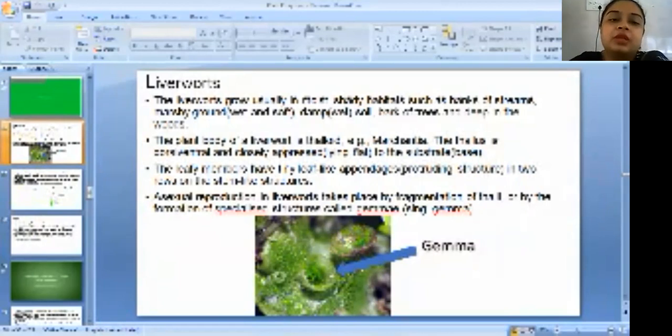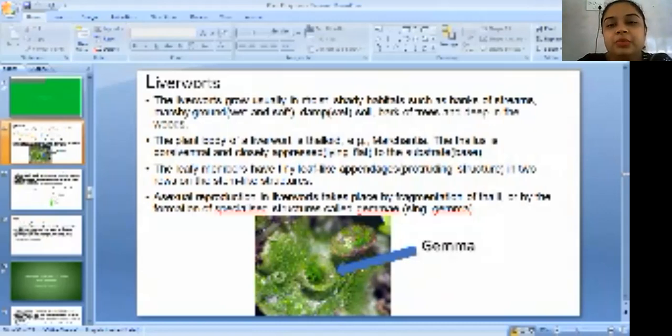Now, how do the leafy members look? They have leaf-like appendages. Leaf-like appendages are nothing but protruding structures, which are present like rows on stem-like structures.